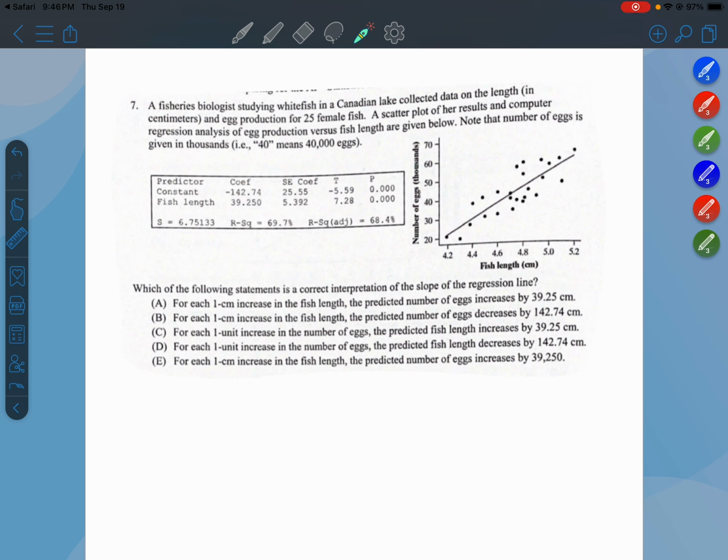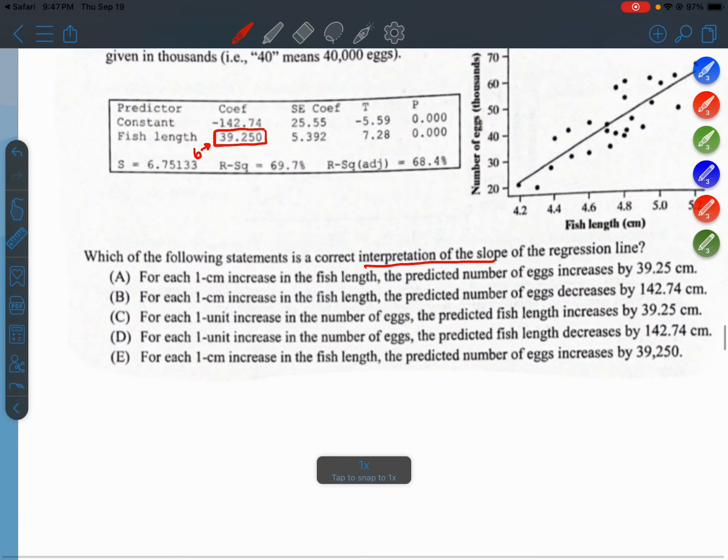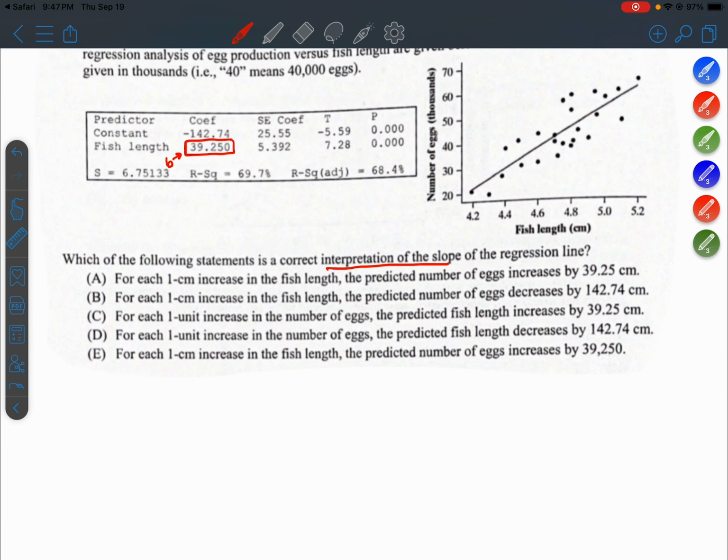Note that number of eggs is given in thousands, so the number 40 actually means 40,000 eggs. Okay, which of the following statements is a correct interpretation of the slope of the regression line? So first, let's identify the value of the slope, which is going to be this number right here. So that's, in statistics, the b-value, the slope. All right, so we can automatically eliminate b and d. Those don't have the right value.